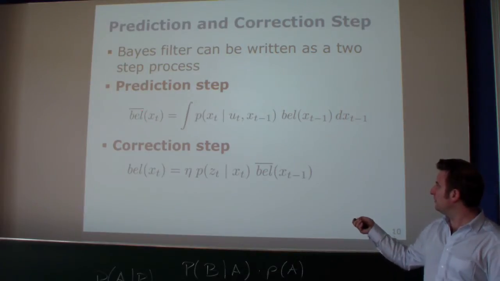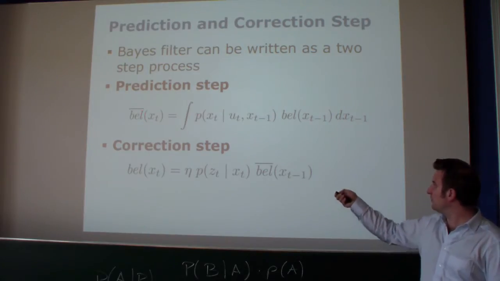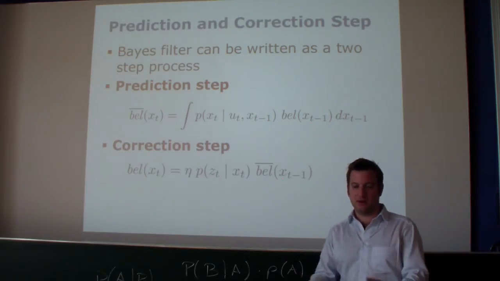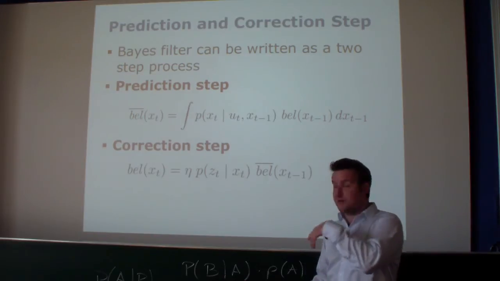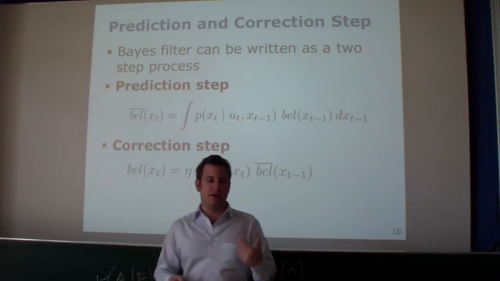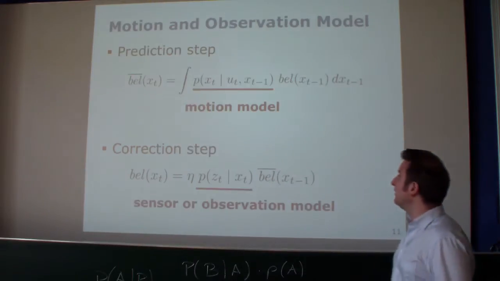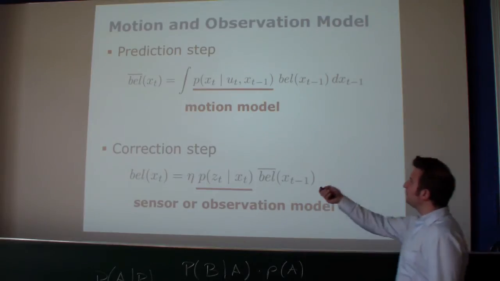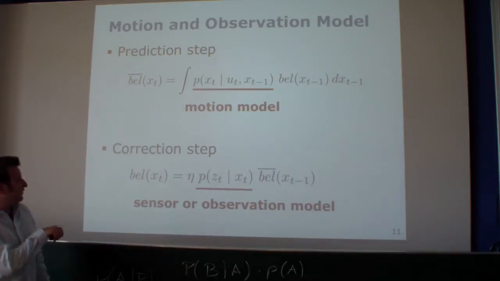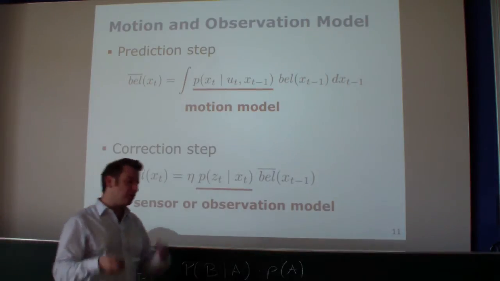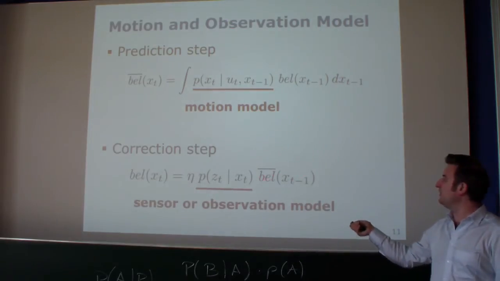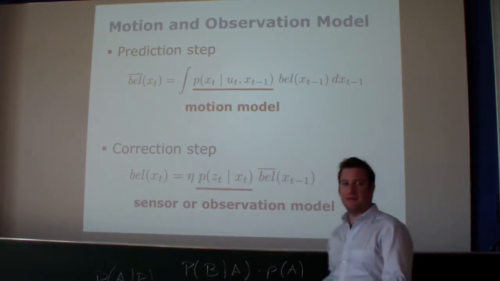So this is the same equation here. And if you just put this line in here, you end up with the standard Bayes filter. Therefore, if you see realizations of the Bayes filter, you often see them executed in two steps, a prediction step and a correction step. And what you can see now, if you write it this way, is that for the prediction step, you need the motion model I was telling you about. And for the correction step, we need the sensor model, or observation model, or measurement model, however they are called, in order to go from the prediction, which is this one over here, to the belief at the current point in time.